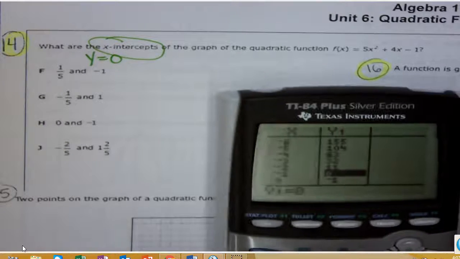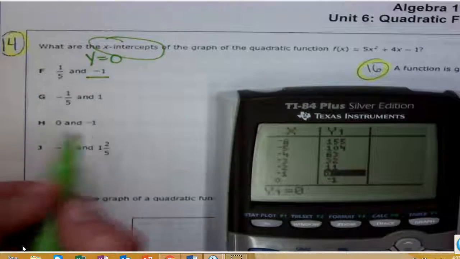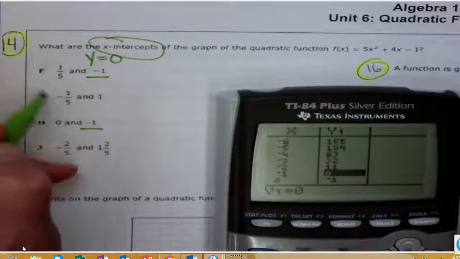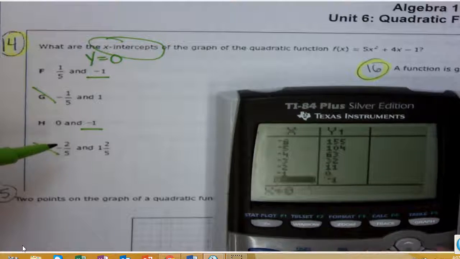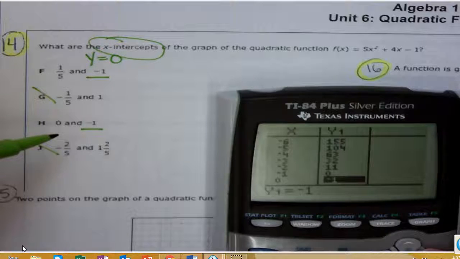So now I'm going to look at my answers, and I'm going to say, okay, this one has a -1, this one has a -1. So I can cross these out. I know that these are not the answers. However, this has a 1/5, and this has a 0. However, according to my table, when x is 0, y is -1. So that is not a 0. This is my y-intercept. That is not a 0. My y has to be at 0.